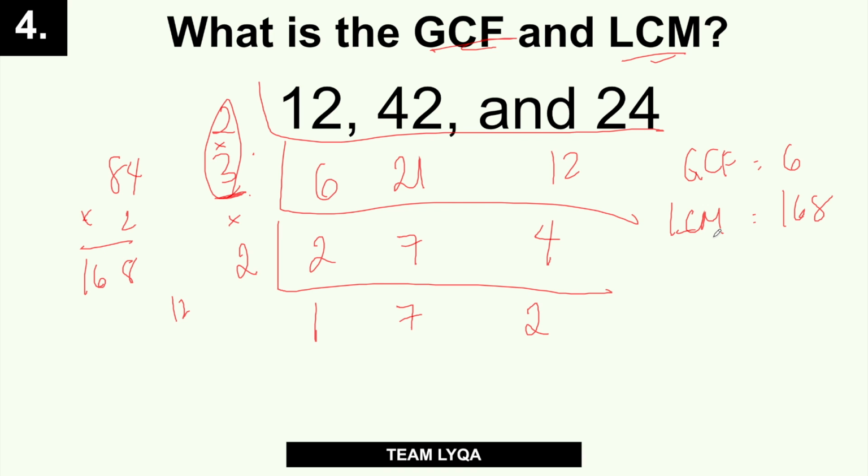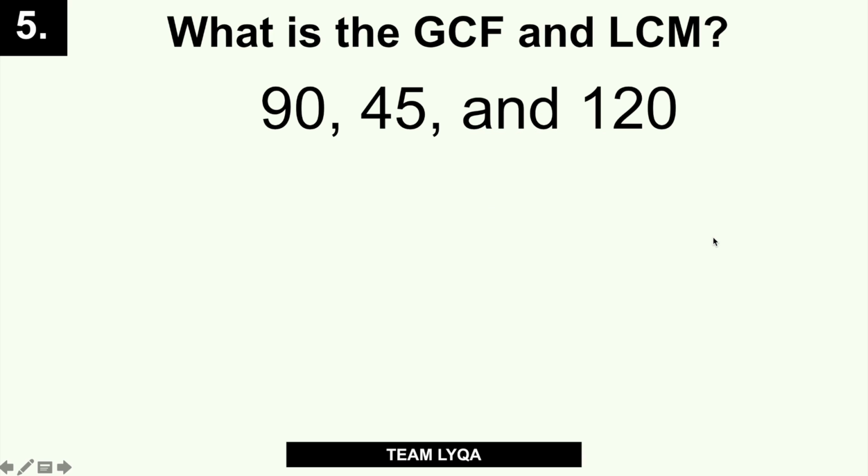Okay? Now, let's try with another 3 number na group. So, 90, 45, and 120. Ito yung number 5, right? So, again, GCF muna tayo. Yung goal natin muna. Pare-pareho silang divisible sa 5. So, 5, you have 1, 8, 18. You have 45 divided by 5, which is 9. And then, 120 divided by 5, that is 24.